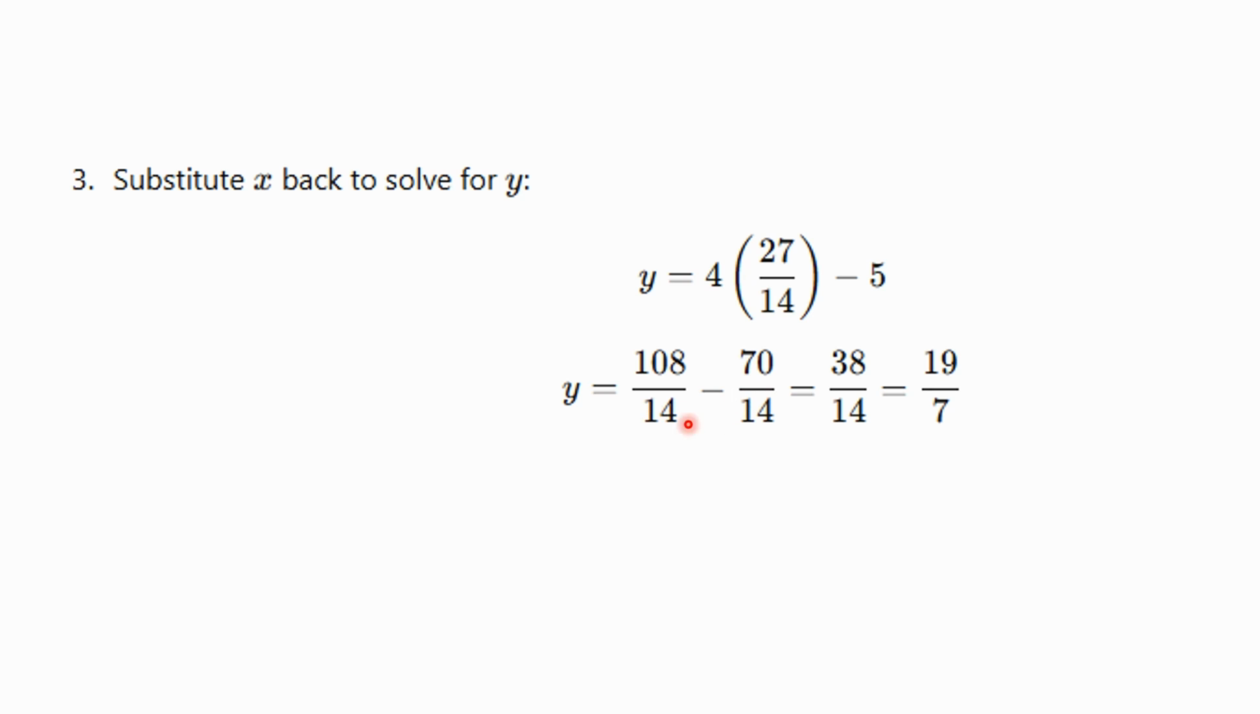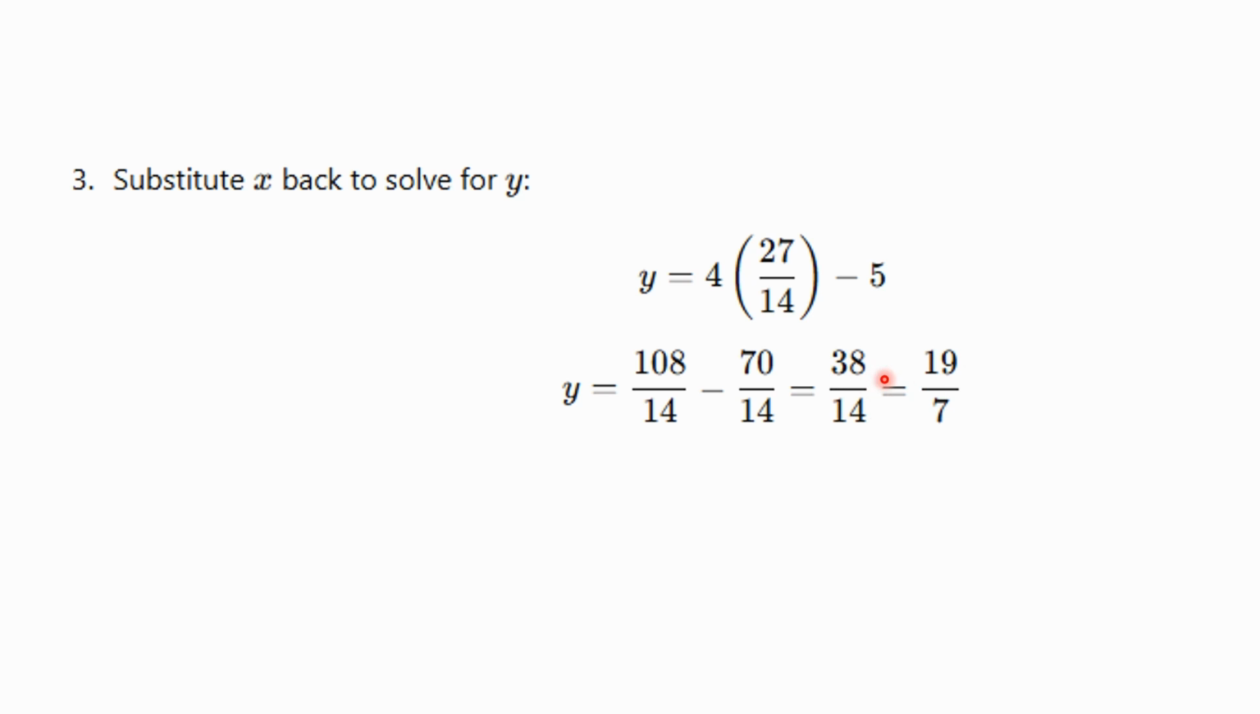And then if you remember how you can combine fractions, you can add, subtract fractions as long as the denominators are the same. So both of these have 14 in the denominator. So all we have to do now is look at the numerator and say, well, 108 minus 70 leaves us with 38 in the numerator, still over the denominator of 14. 38 fourteenths further reduces to 19 over 7, or 19 sevenths.